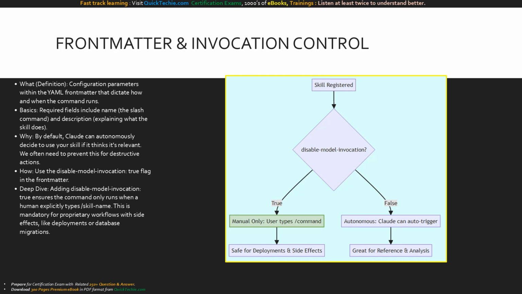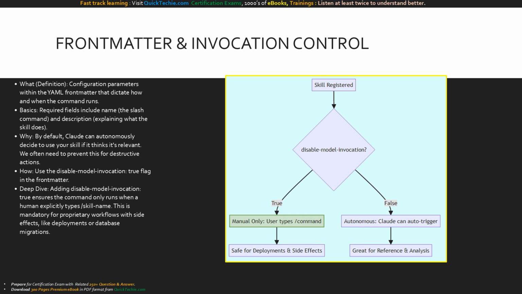Let's explore front matter and invocation control. What is this? These are the configuration parameters written in YAML that govern the command's behavior. The basics require you to define a name and a description. Claude uses this description to understand the skill's purpose.